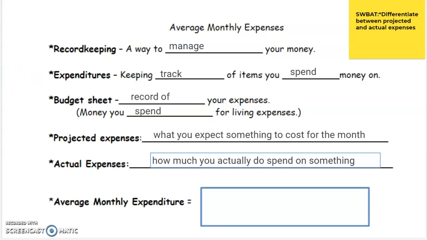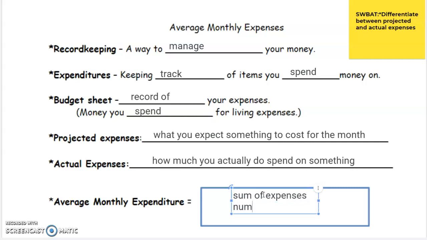So average monthly expenditure is just calculating, maybe you go a few months and you want to figure out, okay, how much am I spending on groceries? Groceries is a little different because it changes month to month. You're very rarely going to spend the exact same amount on groceries every month. So for this, you're going to add up the actual amount you've spent over your number of months. It's the sum of expenses divided by the number of months.